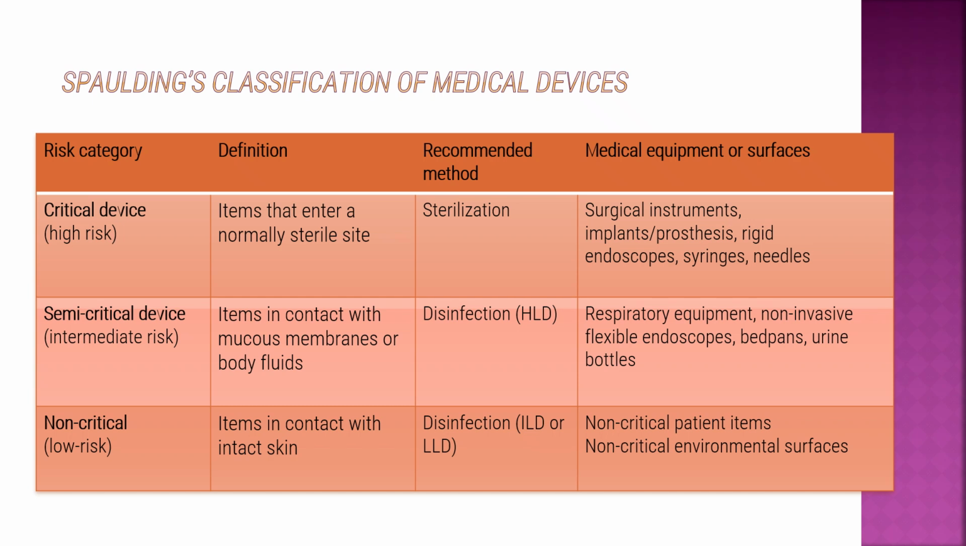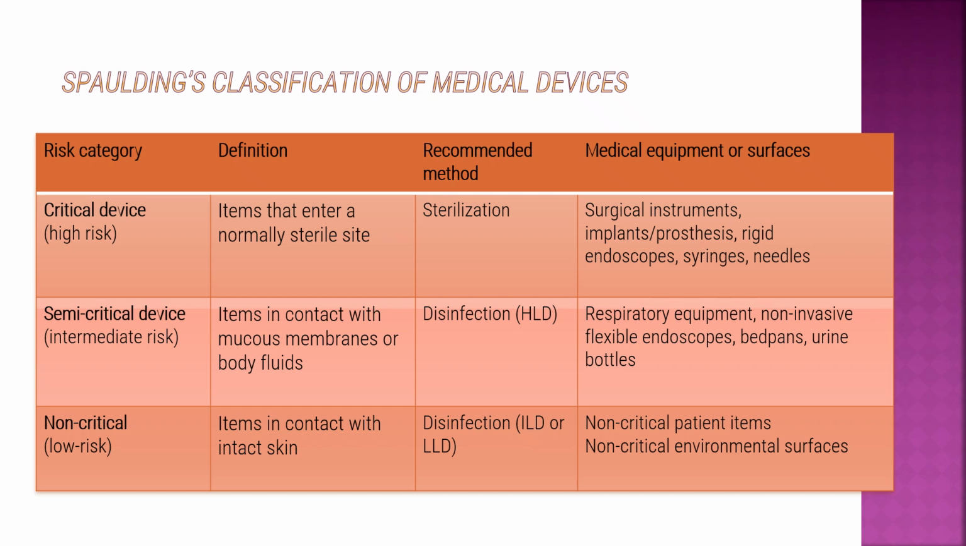So, the Spalding classification for medical devices. Critical device, that is high risk: items that enter normally sterile sites. The recommended method is sterilization, and the medical instruments are like surgical instruments, implants, prostheses, rigid endoscopes, syringes, needles.